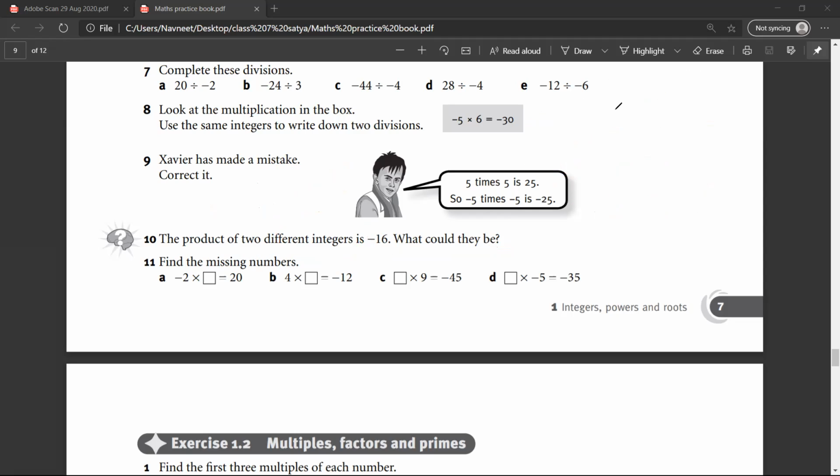One second. Minus 16 into 1. Yes, very nice. Any other combination? Minus 1 into 16. Shabash. Any other combination?